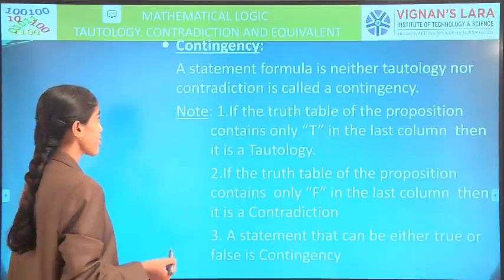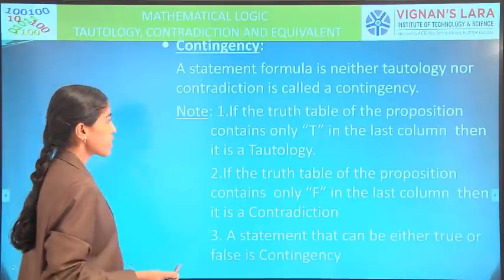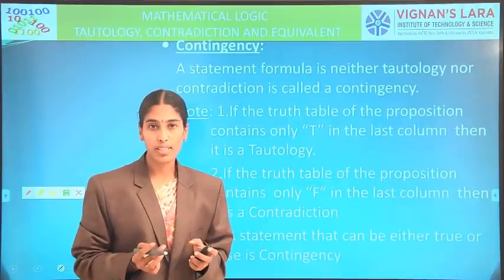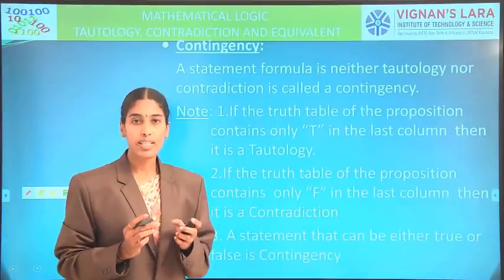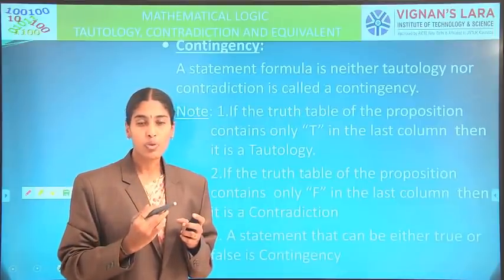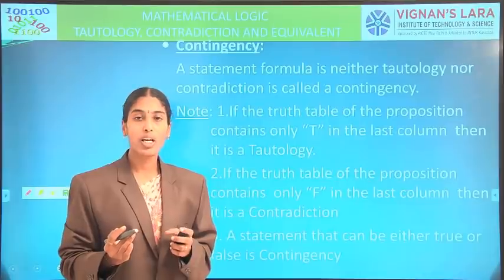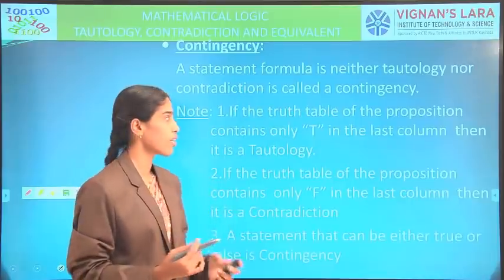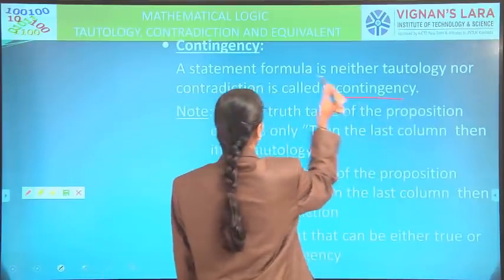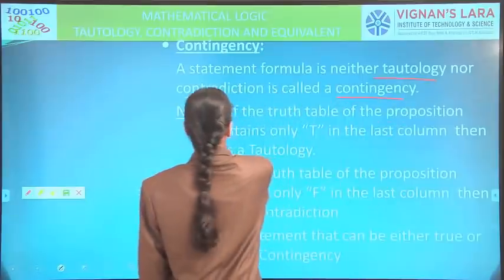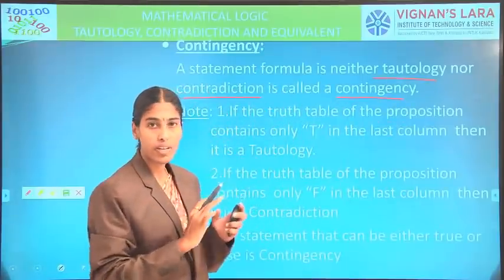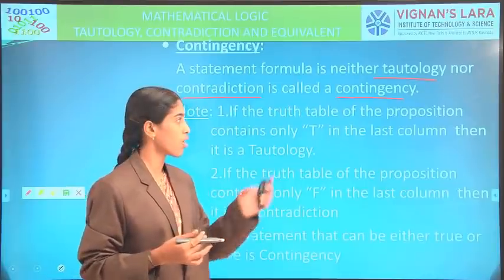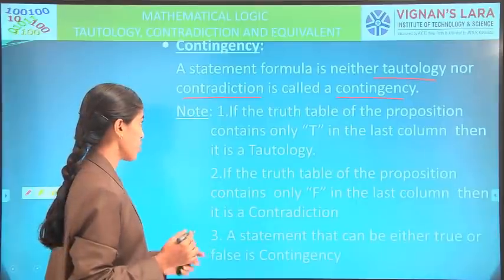Next, contingency. A statement formula that is neither a tautology nor a contradiction is called a contingency. It means that if we consider the set of possible truth values of a given proposition and it is sometimes true, sometimes false, then we call it a contingency. So neither tautology nor contradiction. It is not always true, it is not always false. Sometimes it is true, sometimes it is false. Then we call it a contingency.